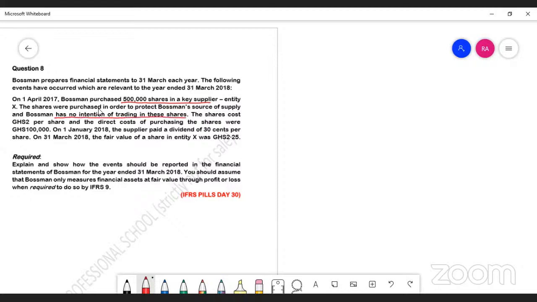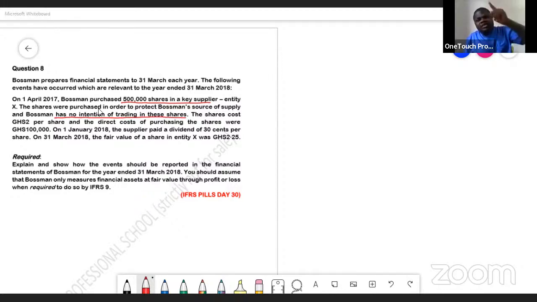We are now looking at equity investment. We have learned that once you have no intention of trading in the shares, then it will not be compulsory to treat it as fair value through P&L. It can be measured at fair value through P&L, but it will not be compulsory. You can also, by an irrevocable election, opt to designate it as fair value through OCI. So let's look at the question.